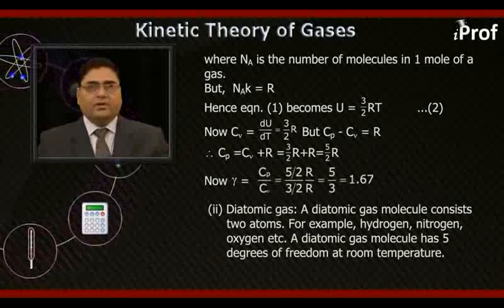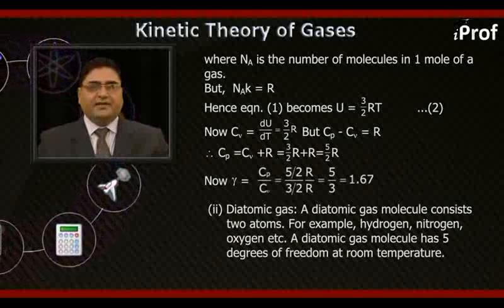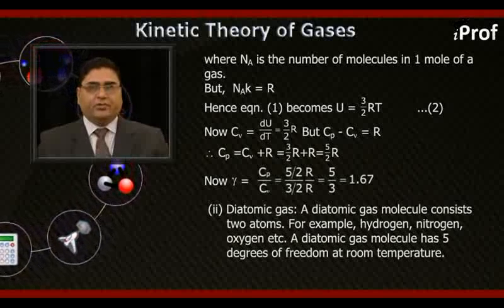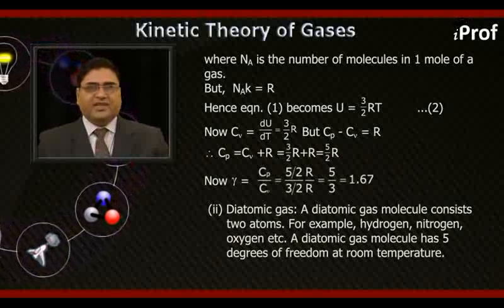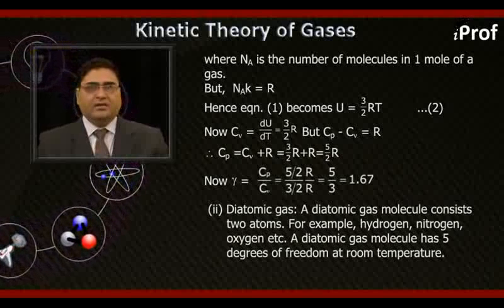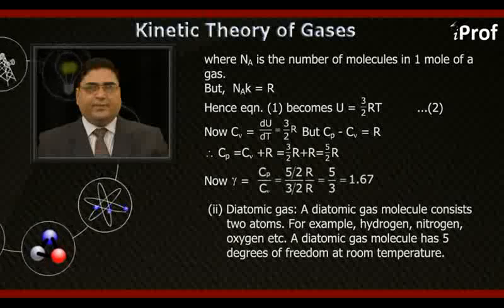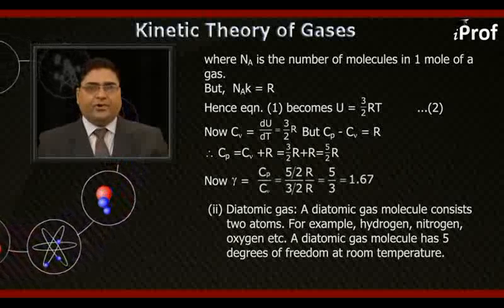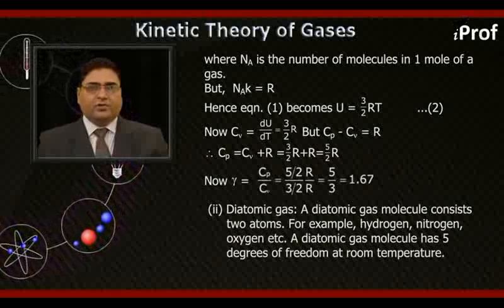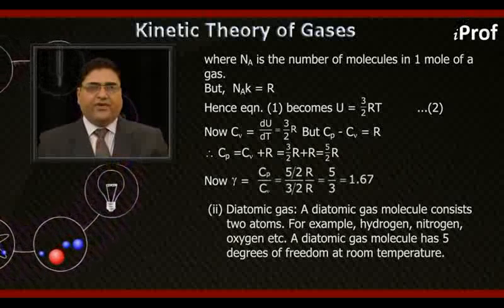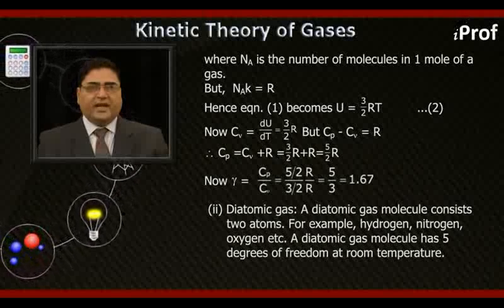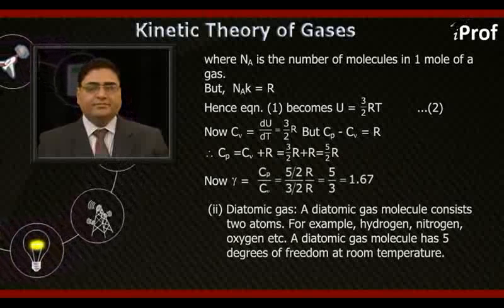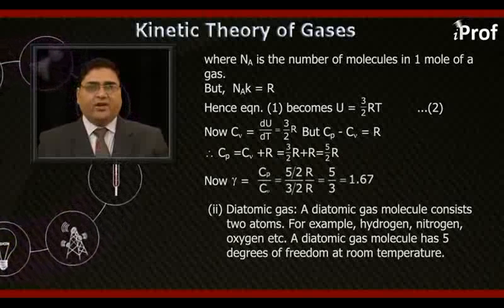Now, molar specific heat at constant volume Cv equal to dU upon dT equal to 3R upon 2. But Cp minus Cv equal to R. Therefore, Cp equal to Cv plus R equal to 3R upon 2 plus R equal to 5R upon 2. Now, gamma equal to Cp upon Cv equal to (5R upon 2) upon (3R upon 2) equal to 5 upon 3 equal to 1.67.